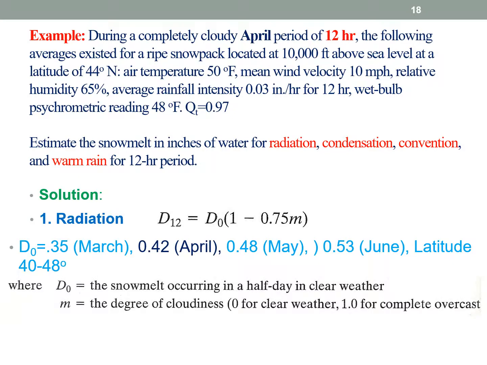D initial is snowmelt occurring in a half day in clear weather. M is the degree of cloudiness, so 0 for clear weather and 1 for complete overcast. So D12 will be 0.42, because D initial is 0.35 for March and for April it is 0.42. And then 1 minus 0.75 times 1, where 1 is for complete overcast. So using radiation, we find 0.11 inches.